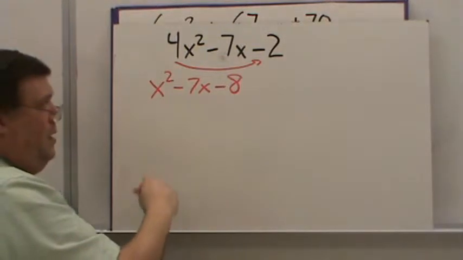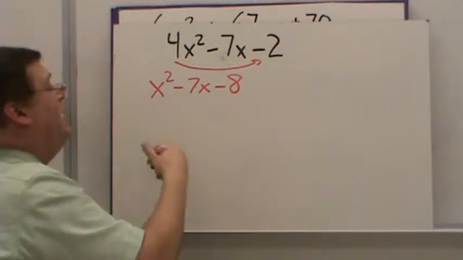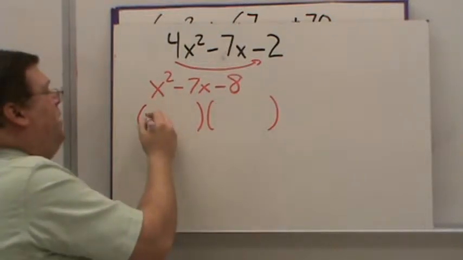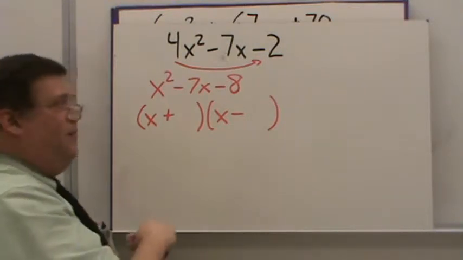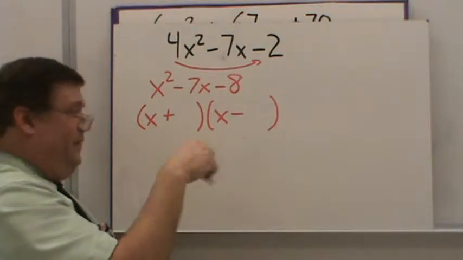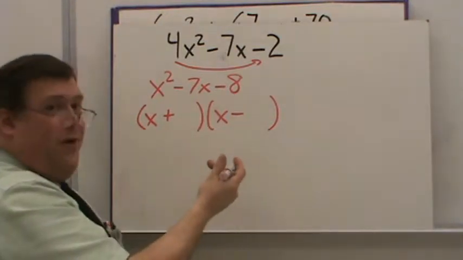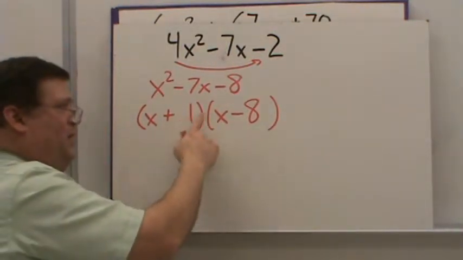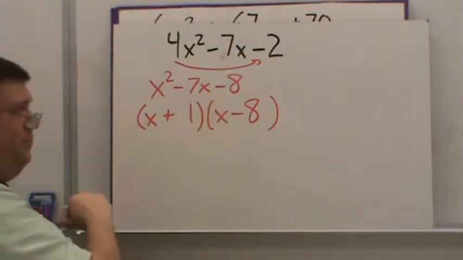Then I'd ask myself what factors multiply to give me a negative 8, but add to give me a negative 7. Since the C value here is negative, I know I'm going to have opposites, one positive and one negative, for my factors. And since the middle number is negative, the larger of those two factors needs to be negative. Now, 7 is pretty close to 8 in value, so it's probably going to be 1 and 8. If I have a negative 8 and a positive 1, plus negative 8 gives me negative 7, and 1 times negative 8 gives me negative 8.